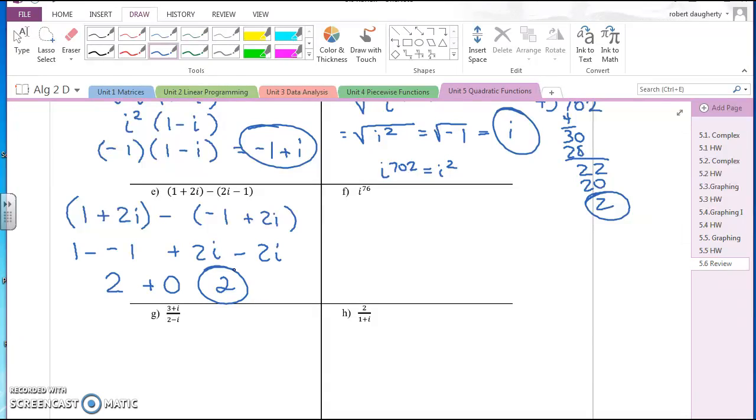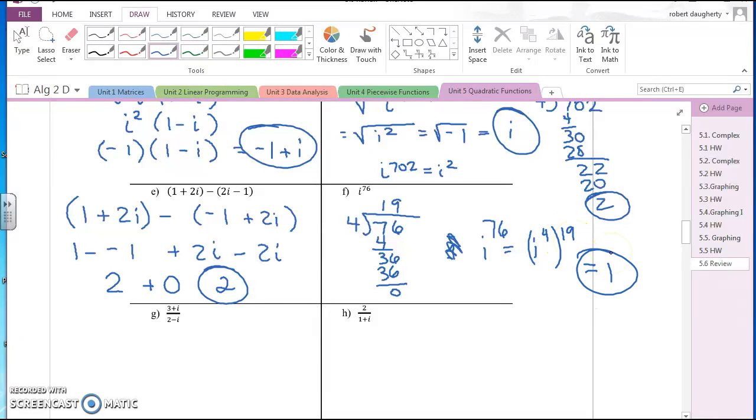i to the 76th power. Again, the magic is just dividing this. 4 will go into 76 one time. That leaves you a 3. 4 will go into 36 9 times. So that's 36. My remainder is 0. So really, i to the 76 is the same as i to the 4th to the 19th, which is just 1, because i to the 4th is 1. Or when you get this remainder 0, i to the 0 is just 1. So your answer is 1 in this case.